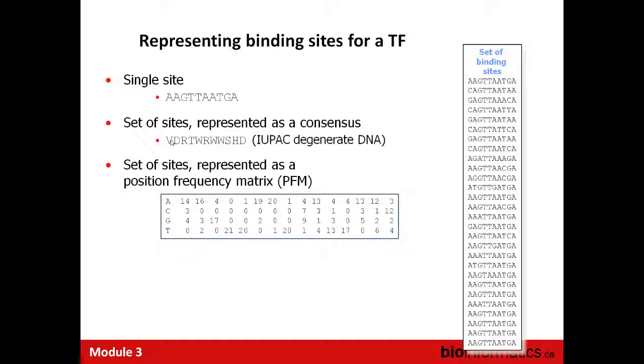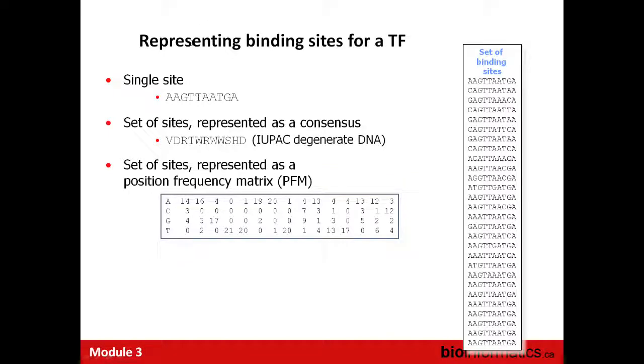So the representation people go to instead is called a position frequency matrix. In this case, here's the PFM that people have made from this set of binding sites. And you can quite simply, for each column, add up the number of times you see each one of these characters. So you find A 14 times, 3 times, 4 times here, et cetera, and so on.